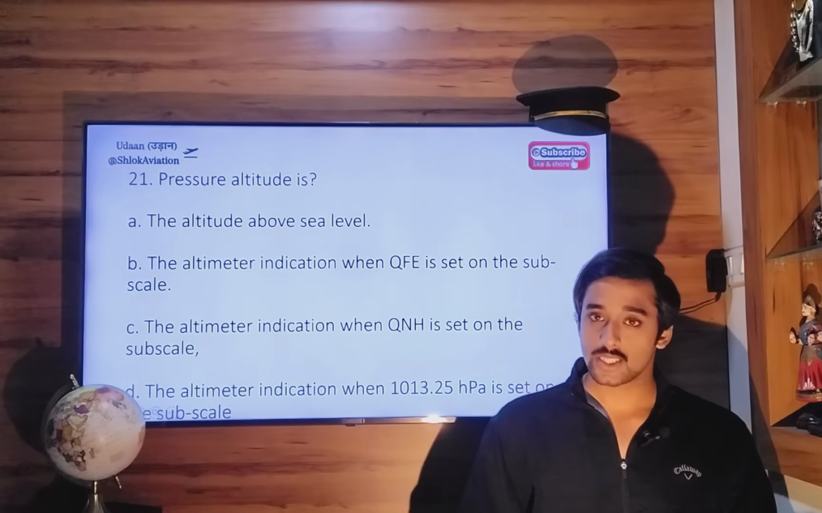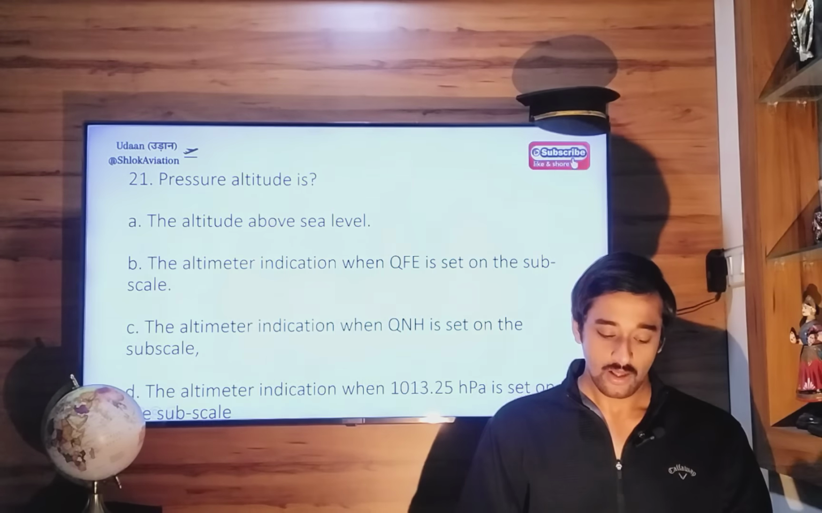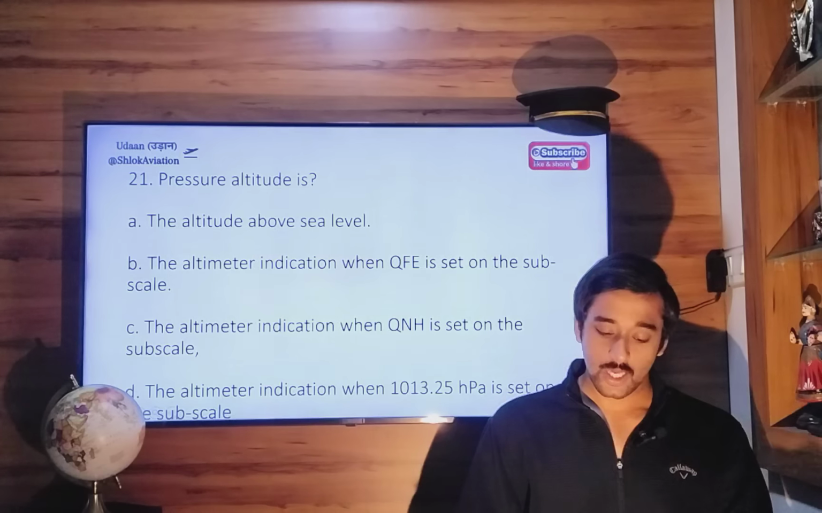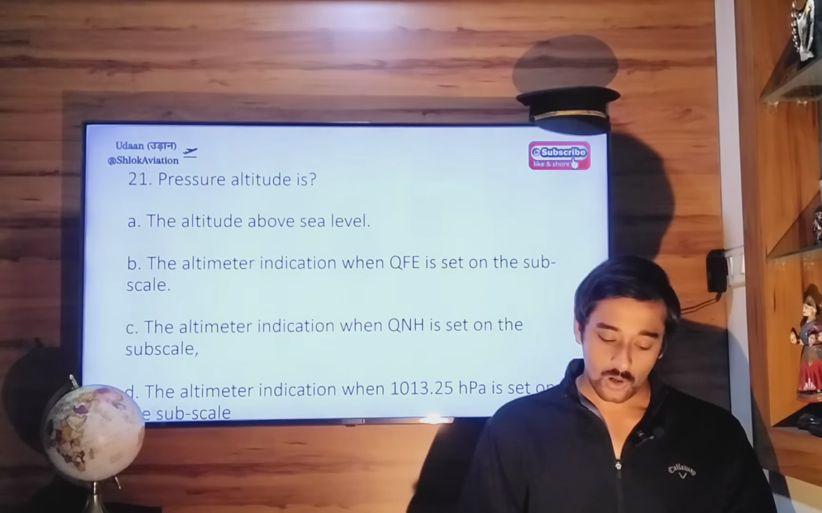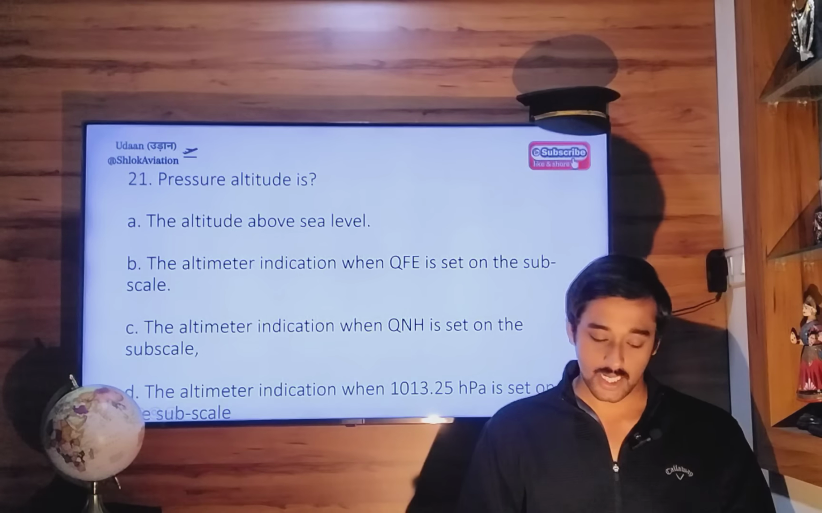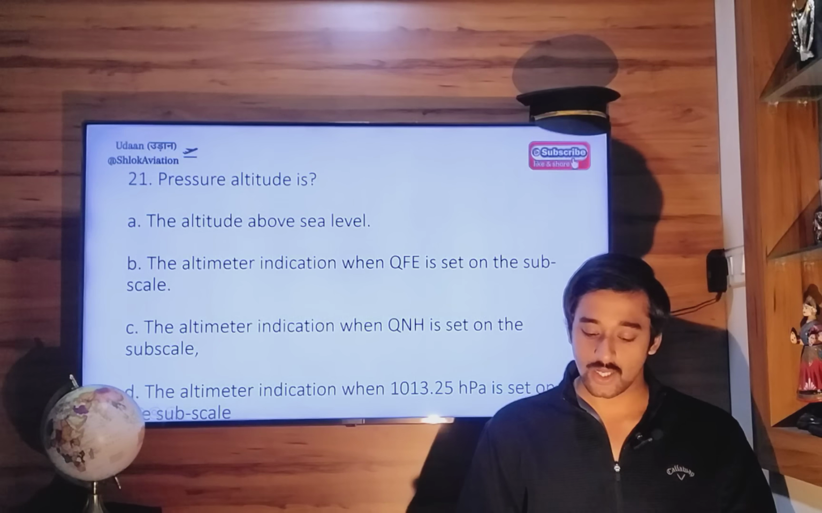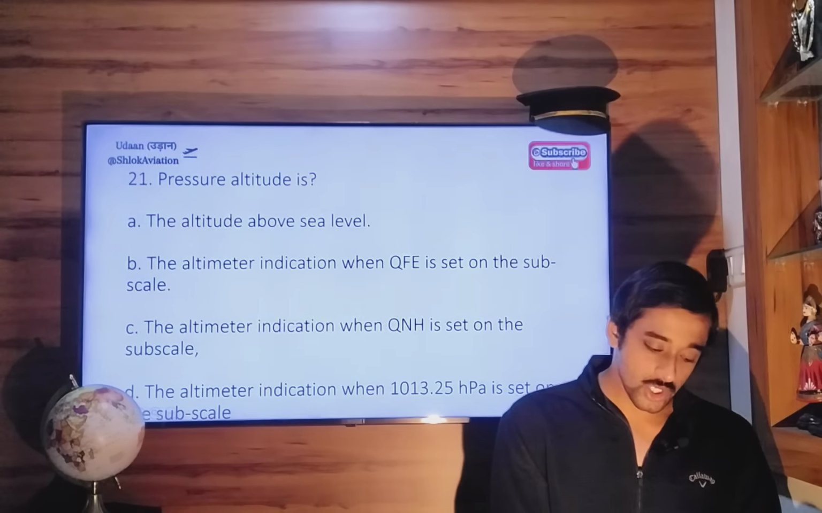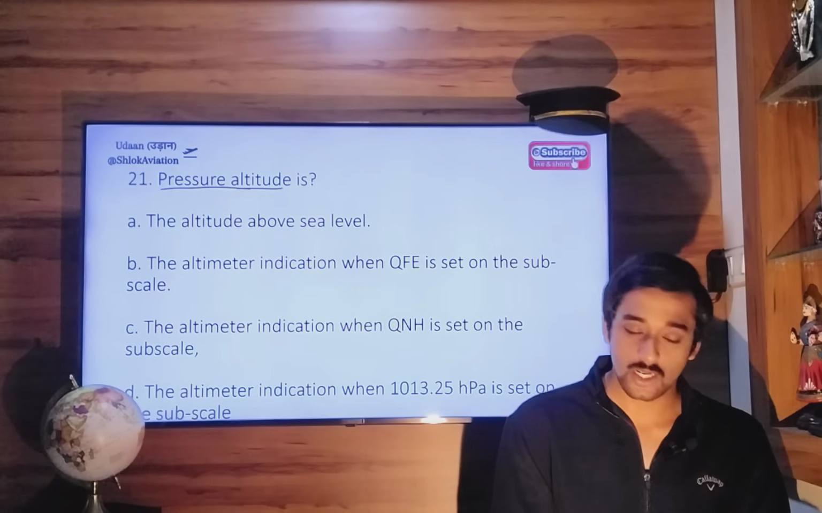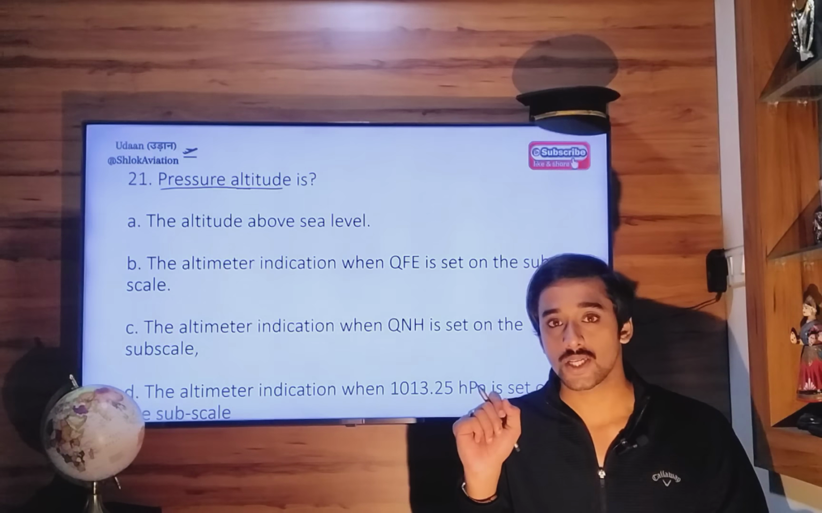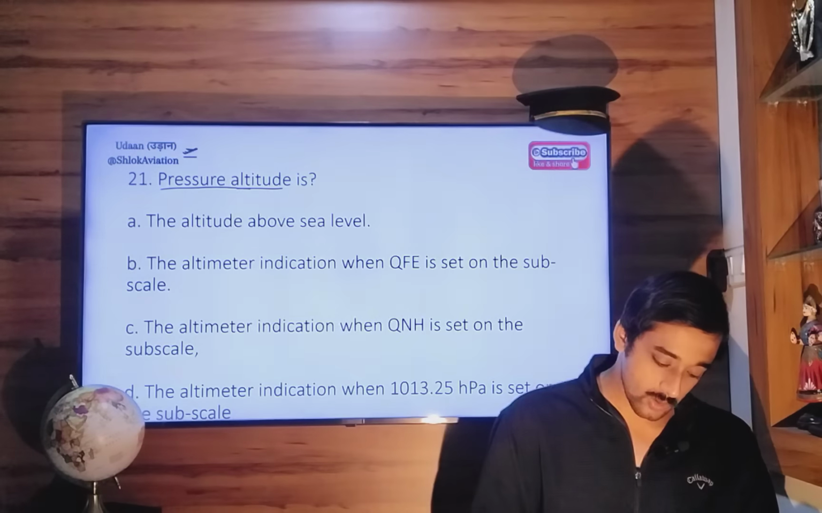Pressure altitude is the altitude above sea level. The altimeter indication when QFE is set on the subscale. Altimeter indication when QNH is set. Altimeter indication when 1013 is set. So pressure altitude is always measured from standard pressure setting 1013. So the correct answer is option delta.